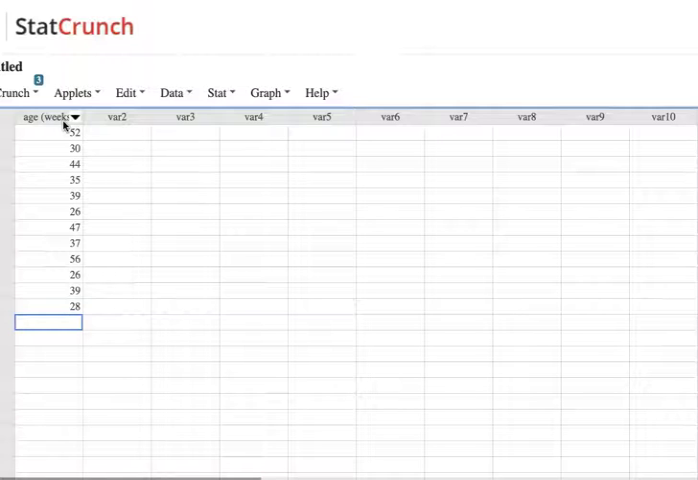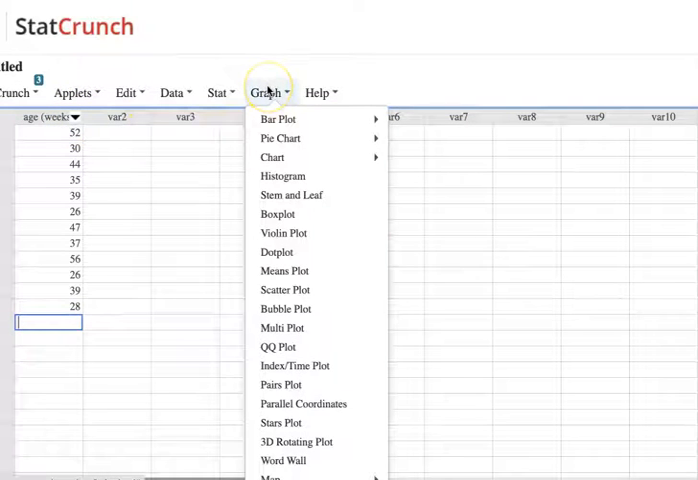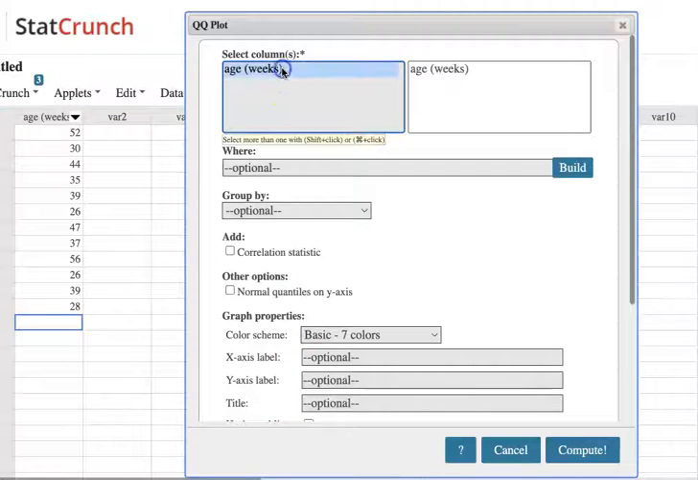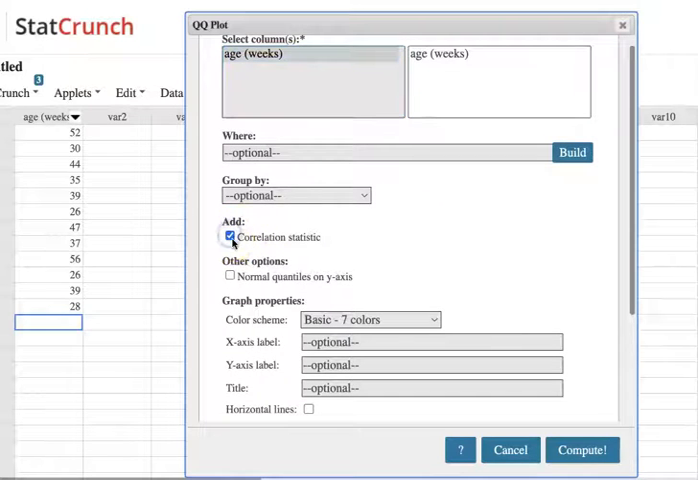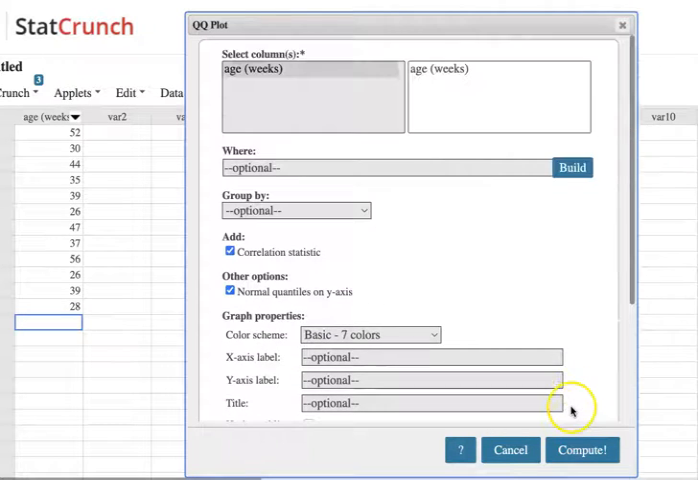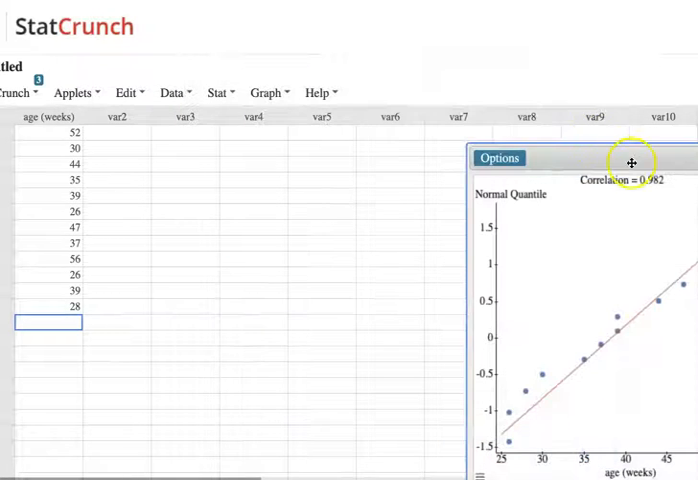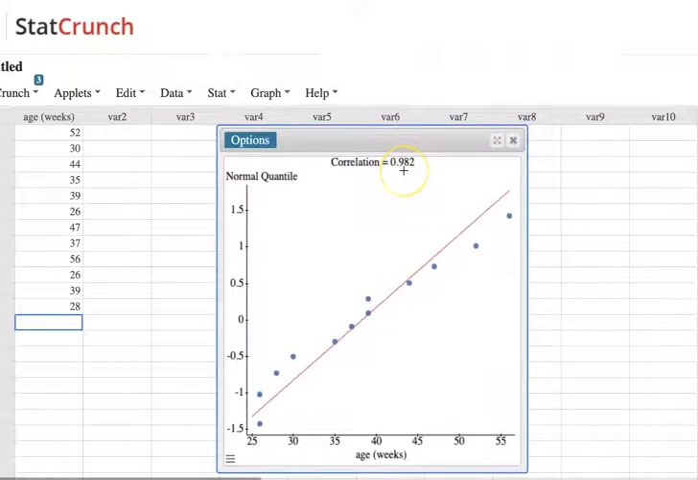what the requirements are. So I could, for option 1, look at a normal probability plot and a box plot to check for outliers. So I can go to graph and QQ plot, choose age in weeks, and I want to add the correlation statistic, normal quantiles. So these are the same things we did in section 7.3. And when I do that, I can see that it gives me my correlation as 0.982.